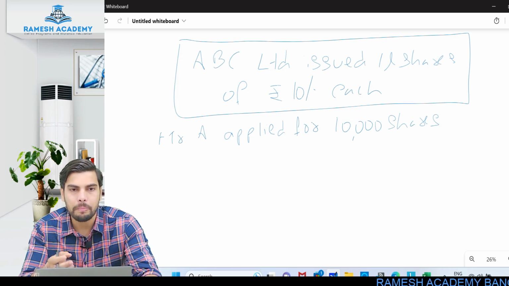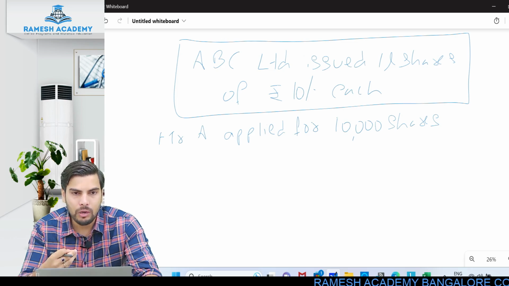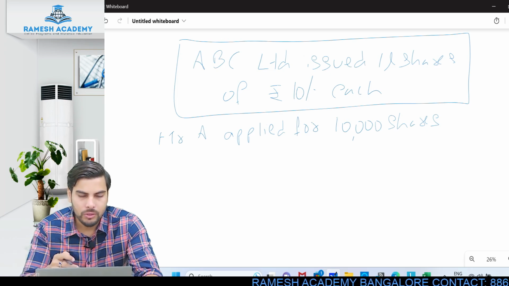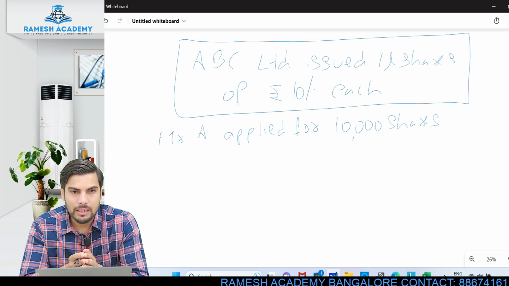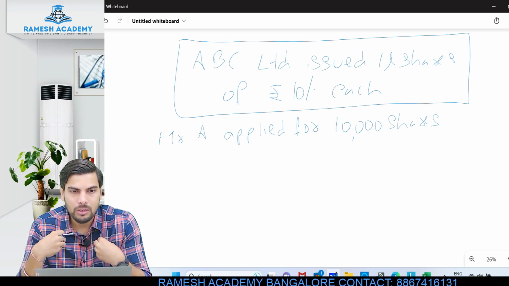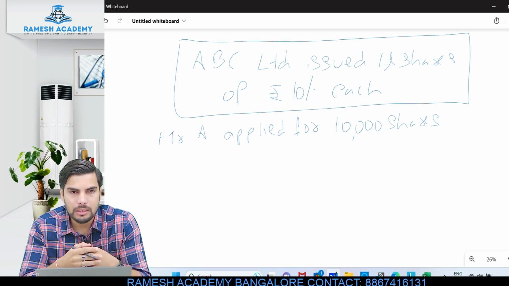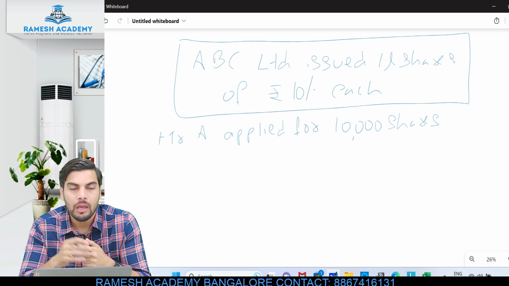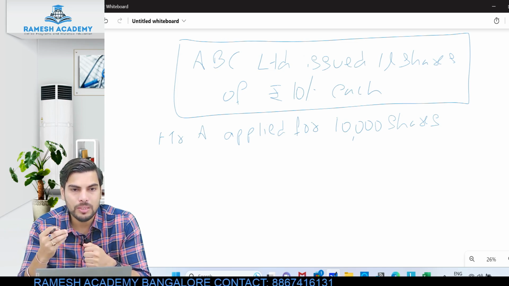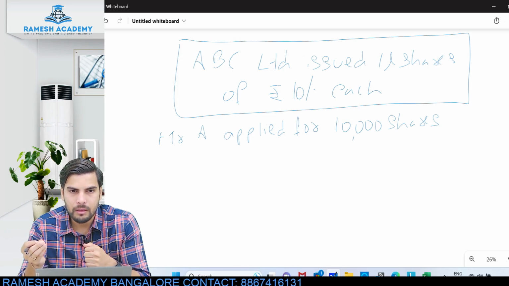So what will happen? If I'm willing to become a shareholder in a particular company, I need to come forward and pay the minimal application money. Clear? So always while passing the journal entry, don't look from the perspective of the investor or the shareholder. In whose book are we passing the journal entry? That becomes crucial. If you are passing the journal entry in the book of the company, you need to look from the perspective of the company. Clear?